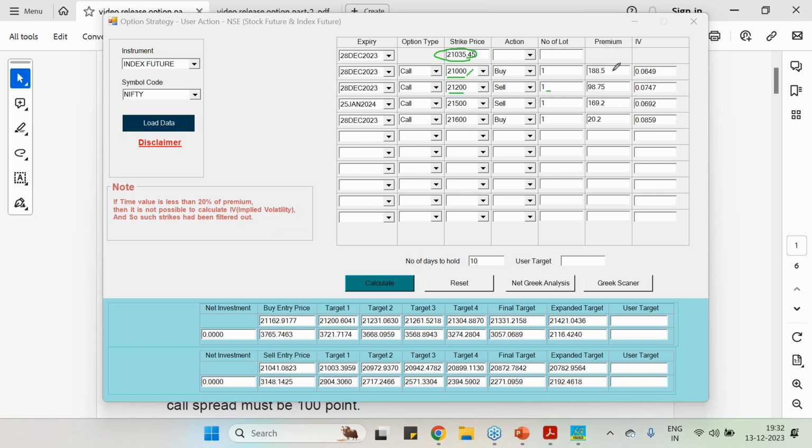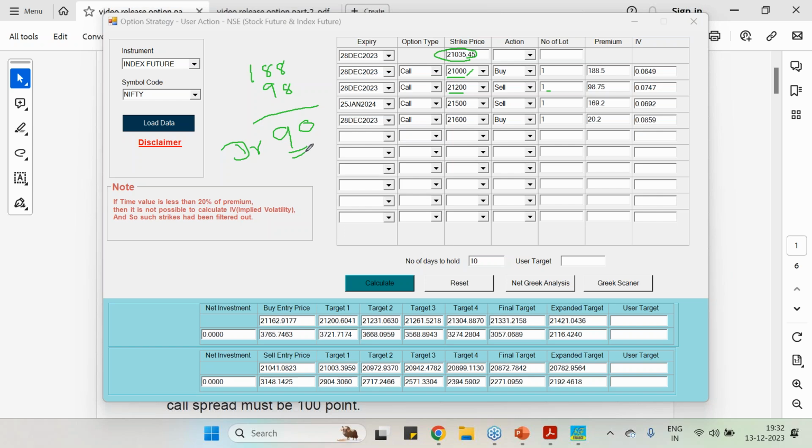By buying this, I am paying 188 rupees. By selling this, I am getting 98 rupees. So here, 188 and 98, the difference is 90. So this 90 rupees is a debit, DR. It means I paid 188, I received 98. So some paisa is there, 50 paisa, 75 paisa. So 90 rupees I paid.